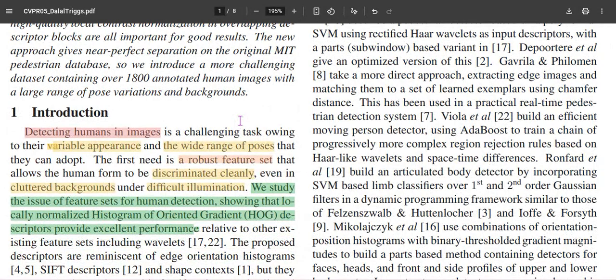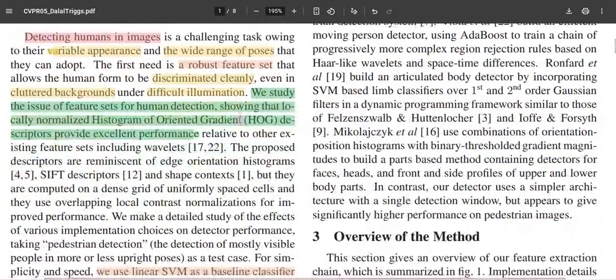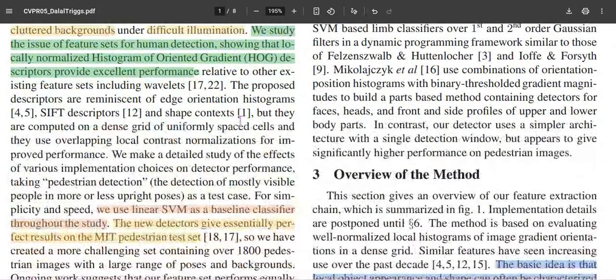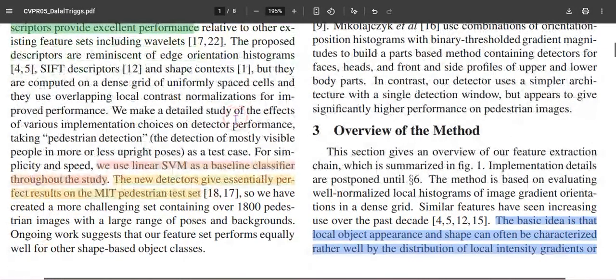So this paper addresses that challenge by producing a robust feature set from a method called histogram of oriented gradients. Once the features are extracted using that methodology, we can use any classifier. Here they used a simple linear SVM classifier to identify whether the image has that particular object or not. They also verified this algorithm on the MIT pedestrian test set.